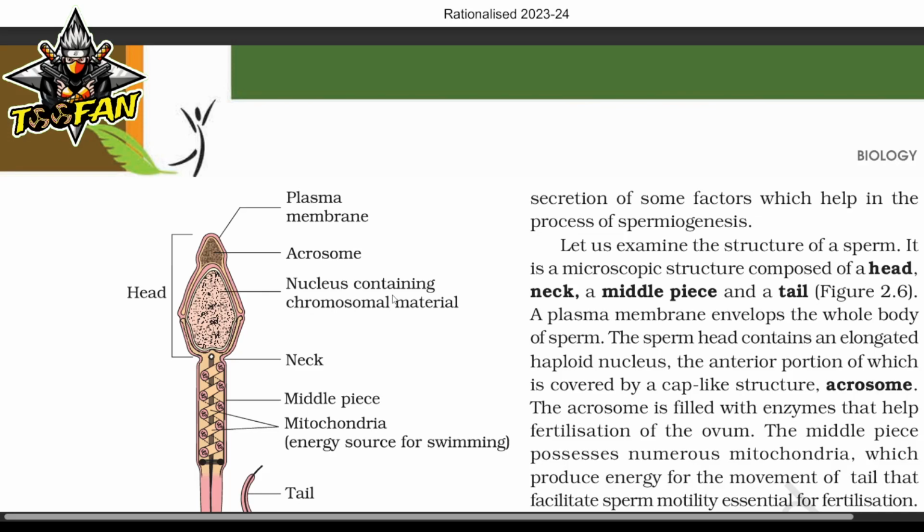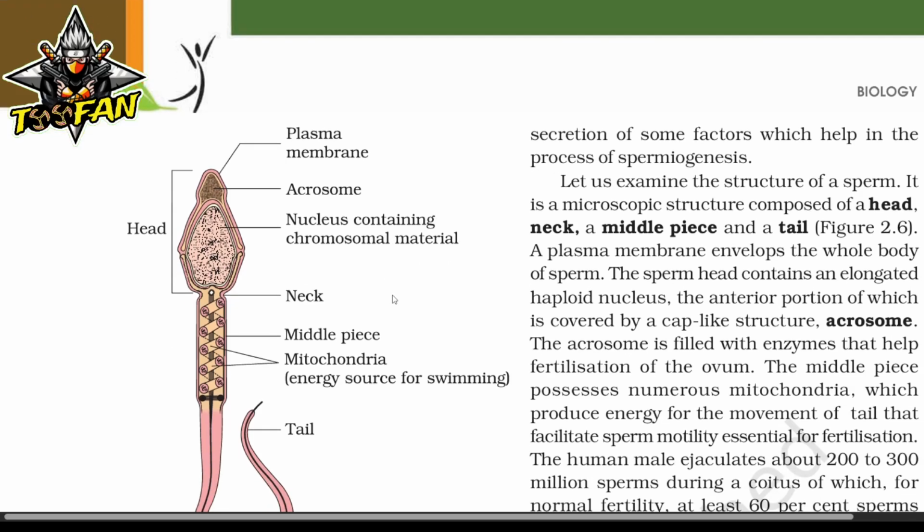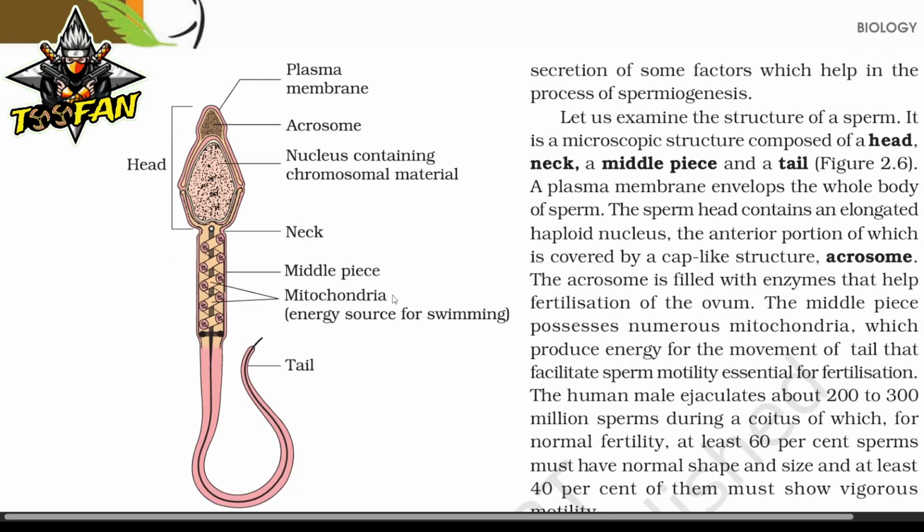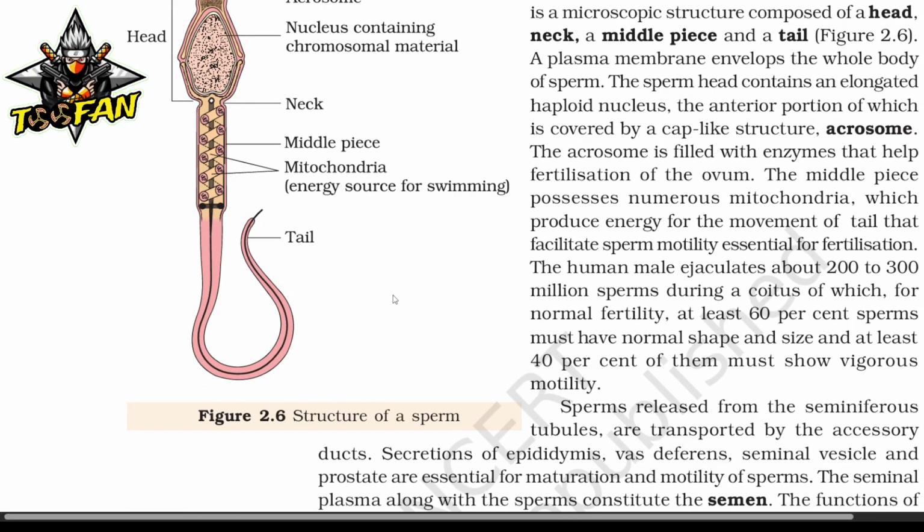The sperm head contains an elongated haploid nucleus, the anterior portion of which is covered by a cap-like structure called acrosome. The acrosome is filled with enzymes that help fertilization of the ovum. The middle piece possesses numerous mitochondria which produce energy for the movement of the tail to facilitate sperm motility, essential for fertilization. The human male ejaculates about 200 to 300 million sperms during a coitus, of which for normal fertility at least 60% of sperm must have normal shape and size, and at least 40% of them must show vigorous motility.